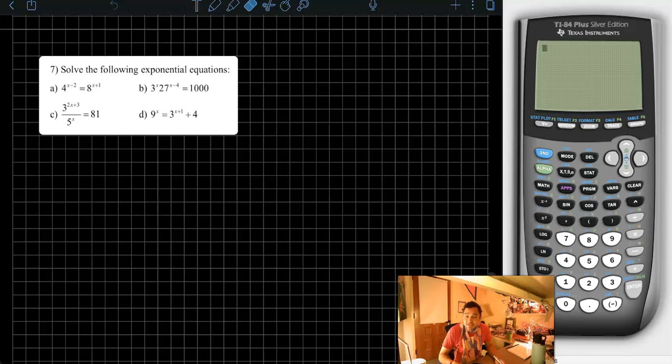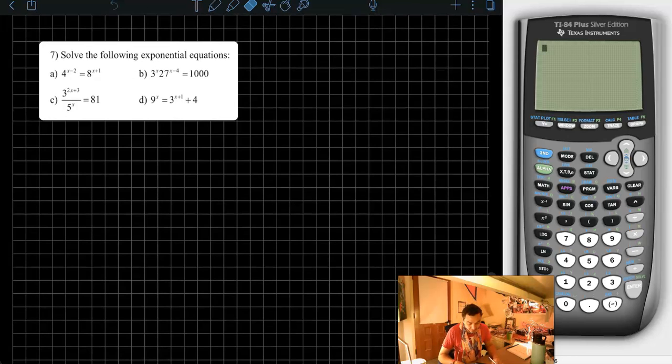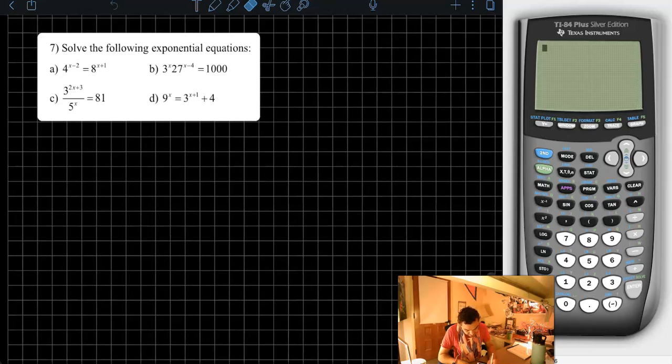Precalculus, this is question number 7 from the chapter 5 review. It says solve the following exponential equations.